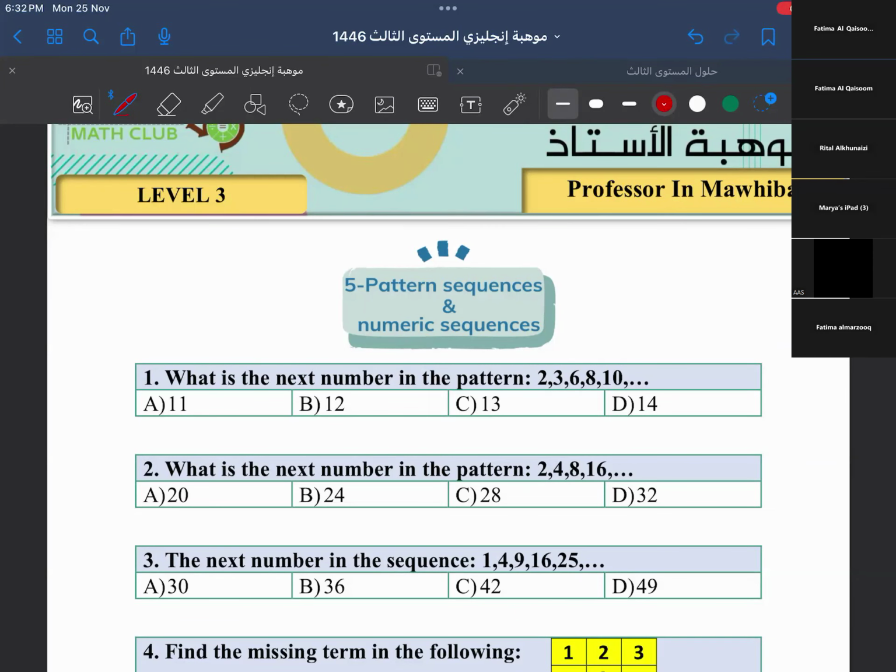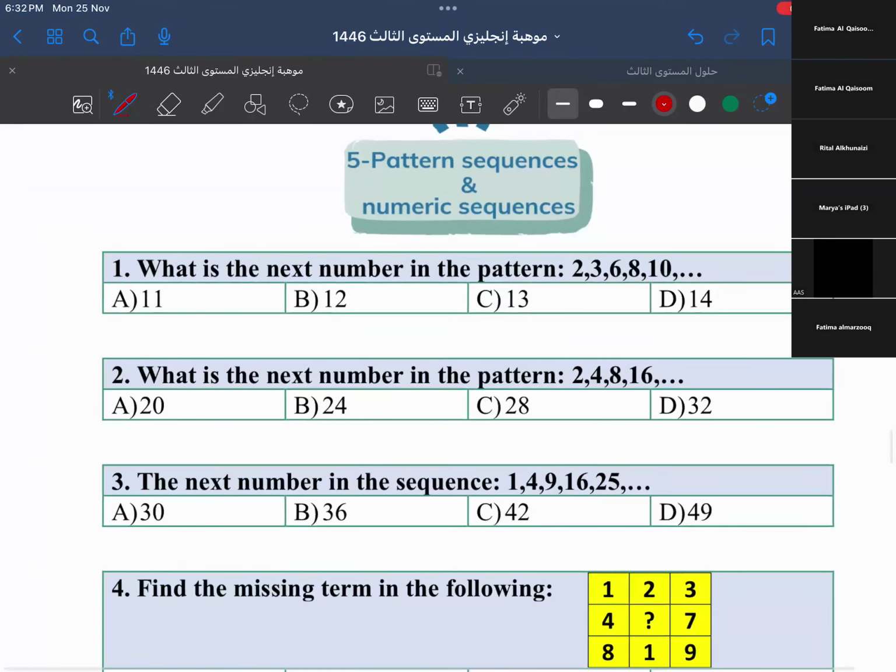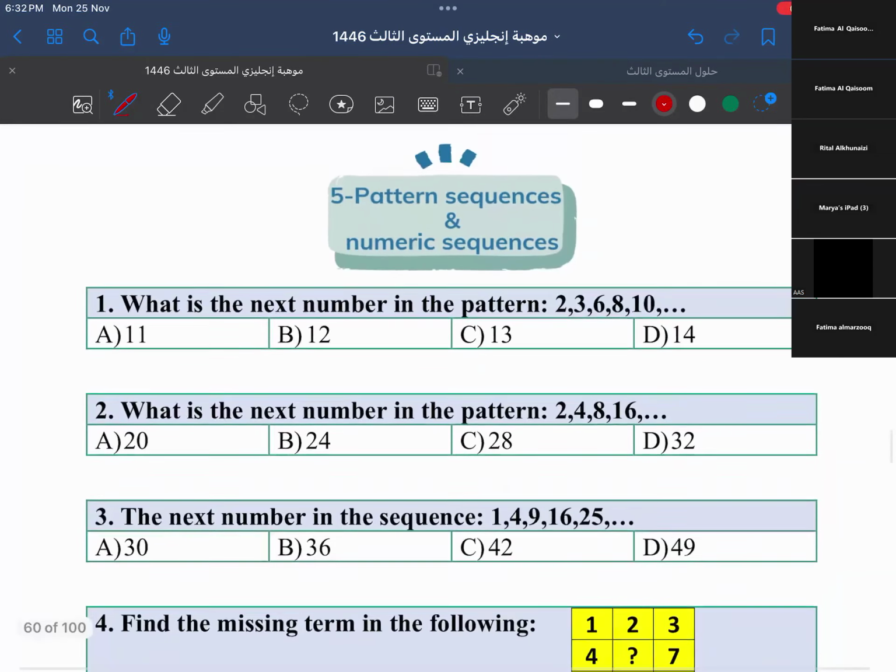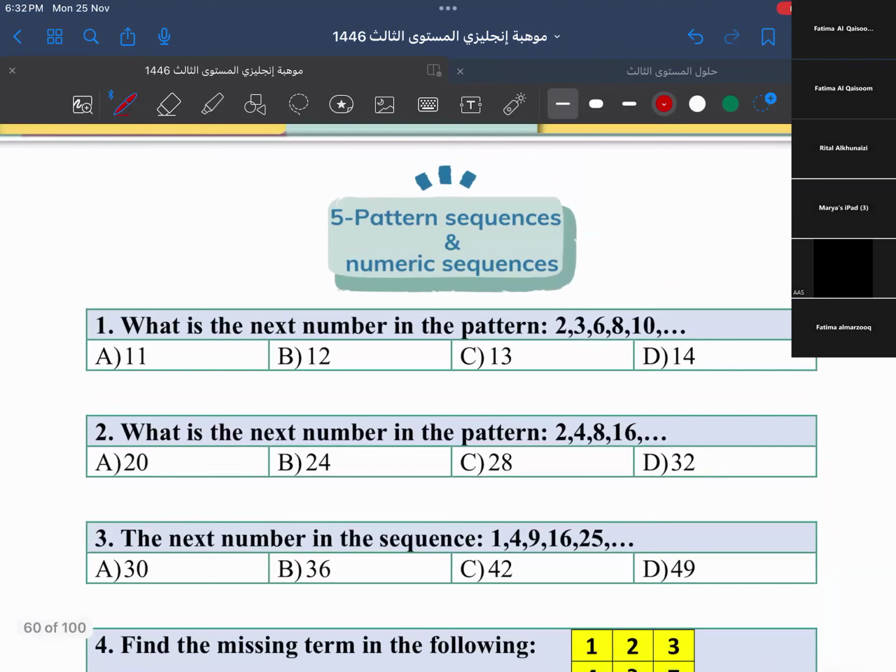Okay, so now we're on the second part for today, which is pattern sequence and numeric sequences. Basically, we're going to have a series of numbers that we need to find the pattern for, and solve for the next number in the pattern. We did a couple of questions like this in the experimental test at the beginning of the course. Let's see what kind of patterns we're going to see.